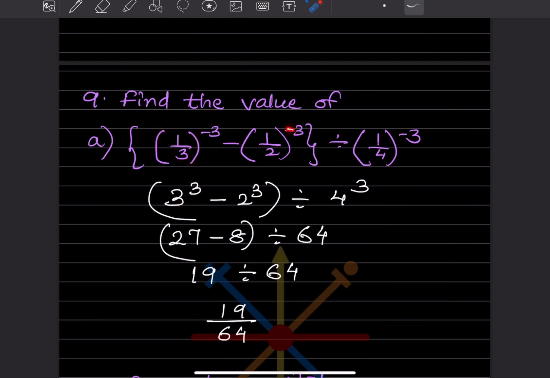Again, this is a negative 1. So we are going to flip over. That is going to be 2 raised to 3. So now let us keep this in a bracket. Again, this division sign as it is. This we are going to flip over. That is going to be 4 raised to 3. So this will be, it's not 9, but 3 into 3 into 3, that is going to be 27. 3 is a 9, 9 is a 27. Again here, 2 into 2 into 2, that is going to be 8. And here, 4 into 4 into 4, that is going to be 64. So this will be 19, this divided by 64, that we can also write this as 19 by 64.